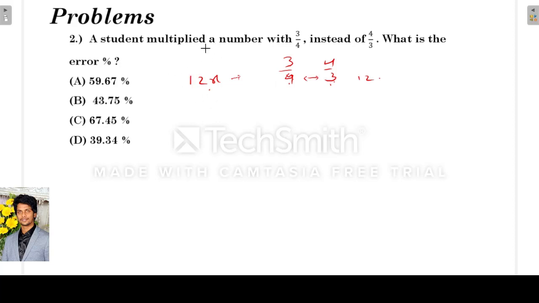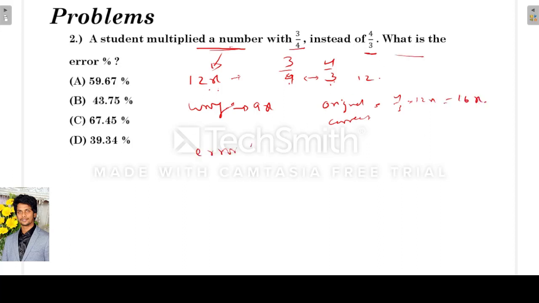So we have assumed the number as 12x, right? So a student multiplied with 3 by 4. So what the student did? 3 by 4 into 12x means 9x instead of 4 by 3. So what he has to do originally, he should multiply it by 4 by 3. So this is wrong and this is correct. Okay. So if we multiply it by 4 by 3, what will we get? 16x.